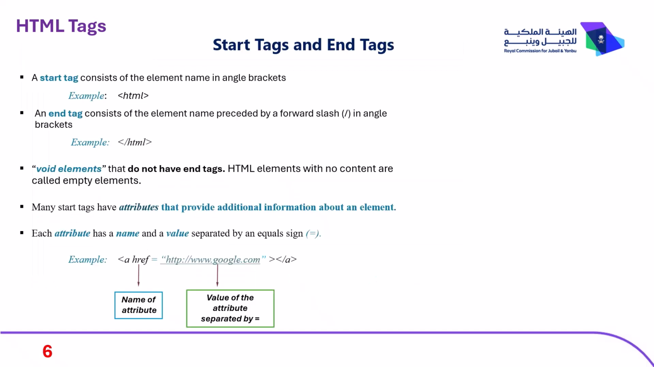HTML elements are generally made of a start tag in angle brackets and an end tag that includes a slash. However, void elements are empty elements that do not require an end tag. Many start tags also include attributes, which provide extra information, like a link's destination, using href.